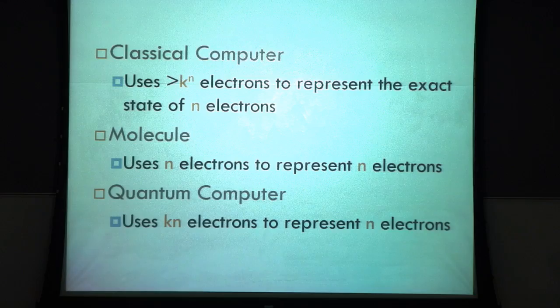And so the way I think about that is, again, a classical computer uses an exponential number of electrons to represent n electrons. Molecules use n to represent n. And a quantum computer basically uses a linear number of electrons to represent those n electrons.